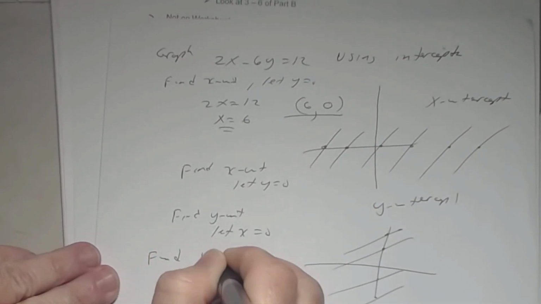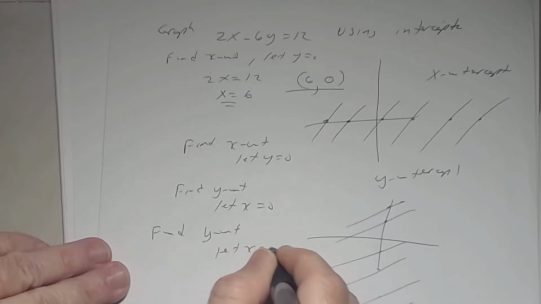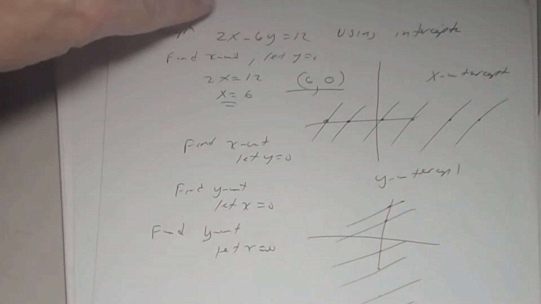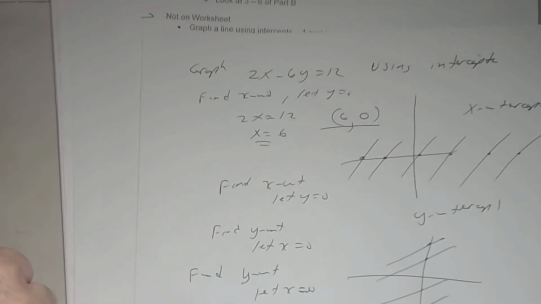Now, to find the y-intercept, you've got to let x equal 0. So basically cover the x term. What equation is left though? Negative 6y equals 12. So what's y? y equals negative 2. That's your y-intercept. So as an ordered pair, what do you write? 0 comma negative 2. And then you graph it.